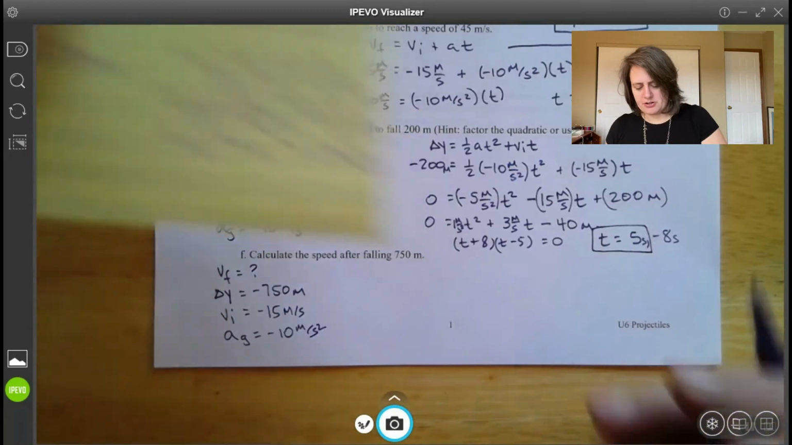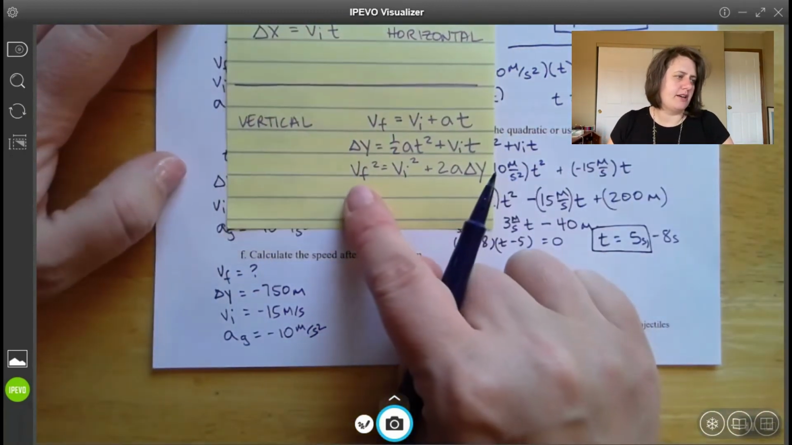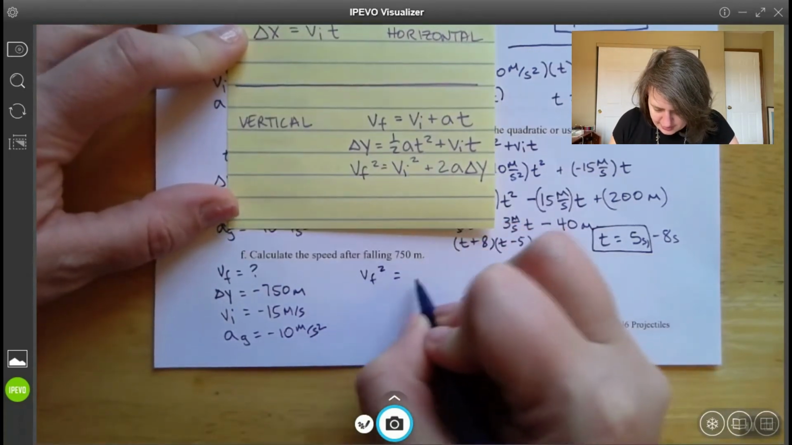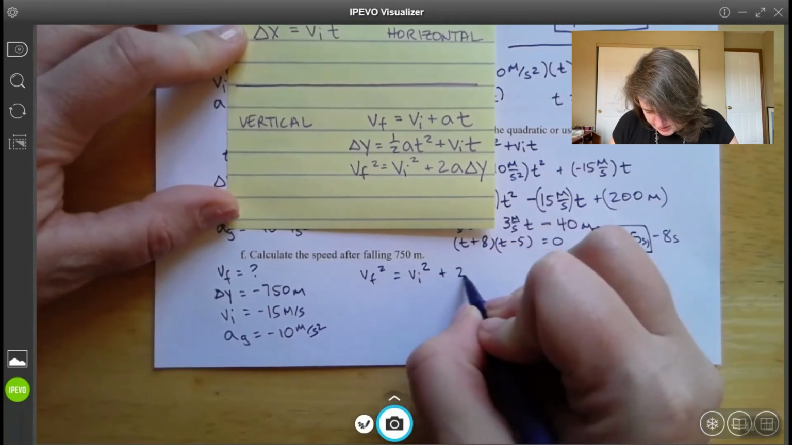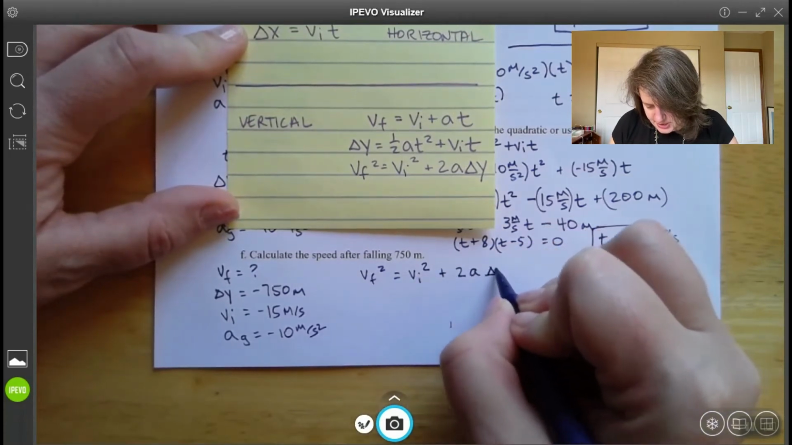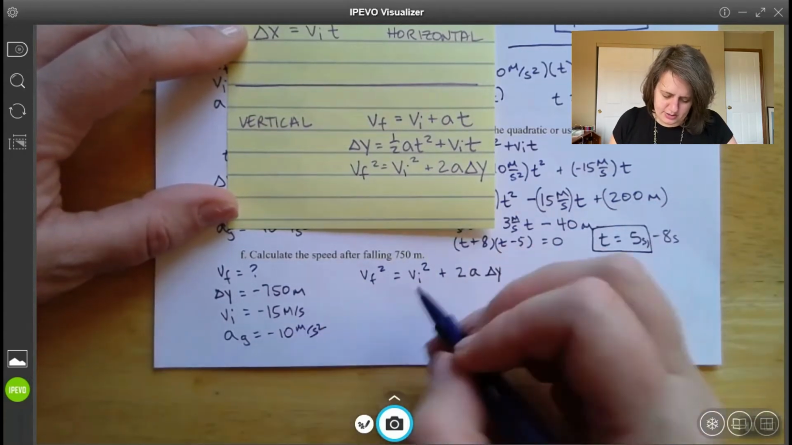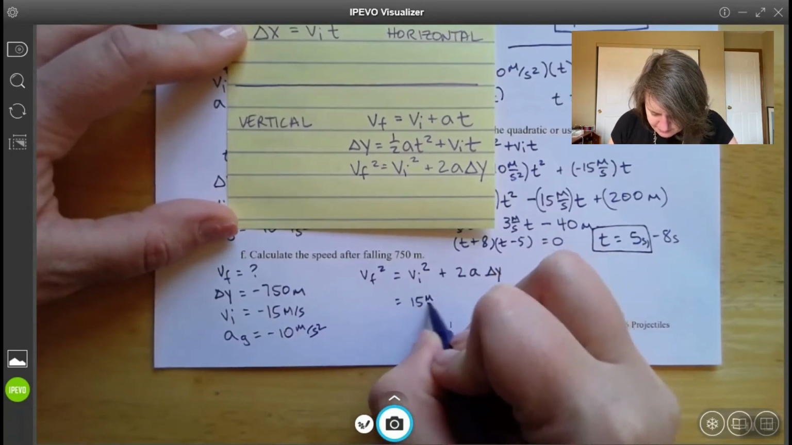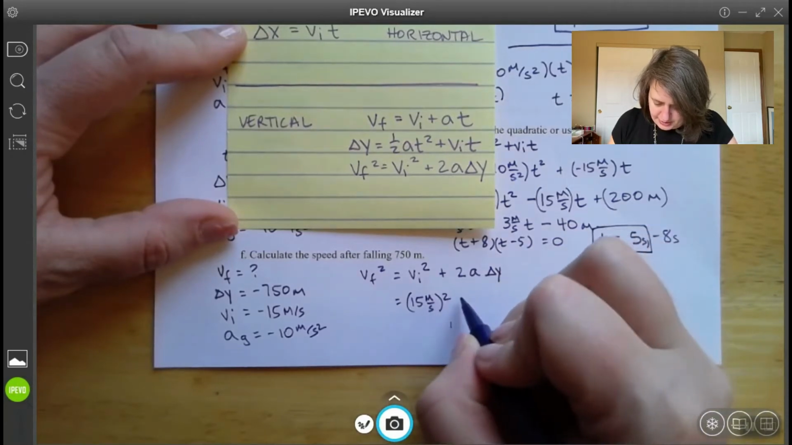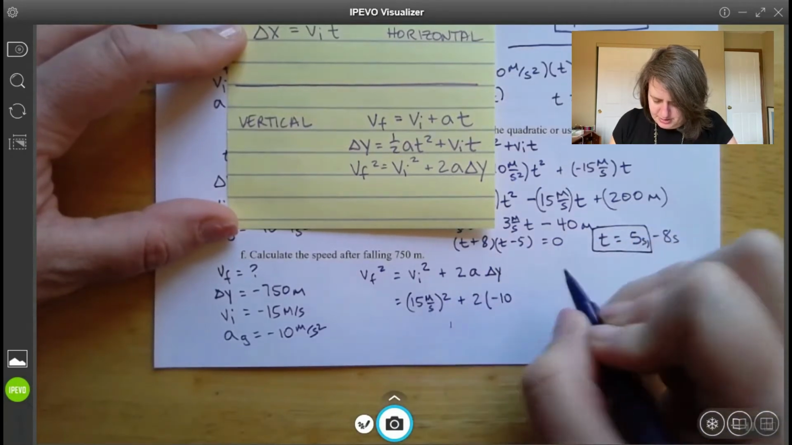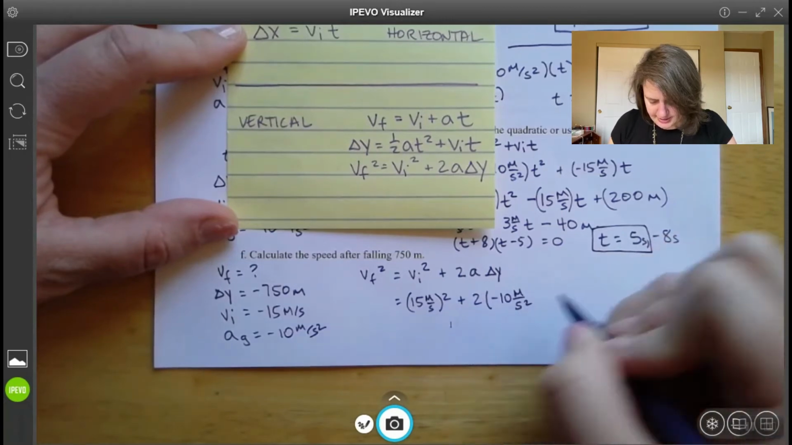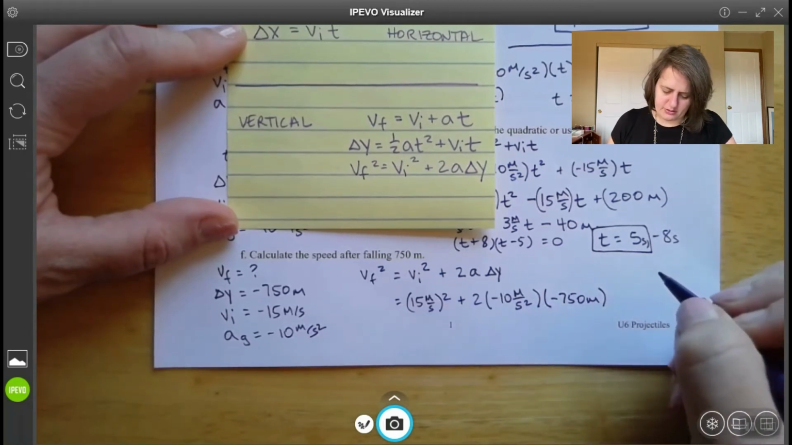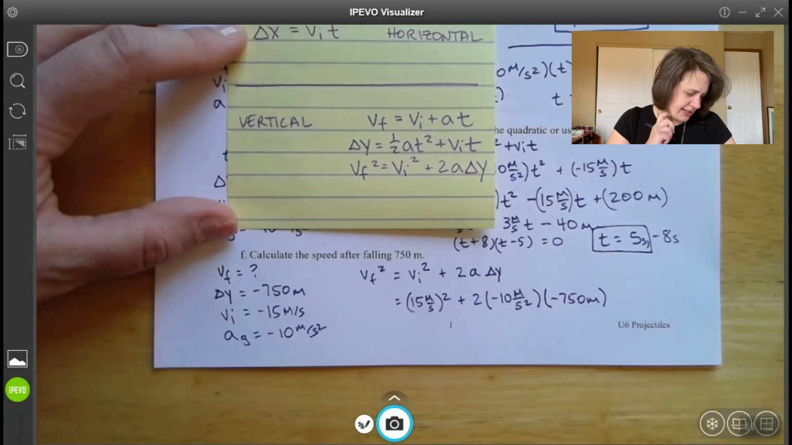In order to do that, we're going to refer to our handy equation sheet, and we're going to pick this last one with all these squared values in it. So our final velocity squared equals initial velocity squared plus 2 times the acceleration times the displacement. To get this value, which remember is going to be squared, I'm going to do our initial velocity, minus 15 meters per second, squared, plus 2 times minus 10 meters per second squared times our displacement, minus 750 meters.